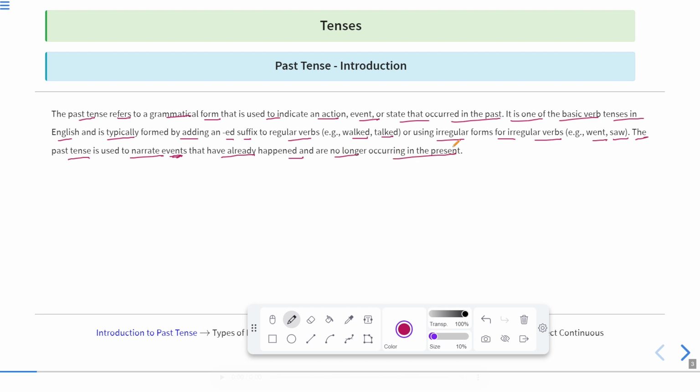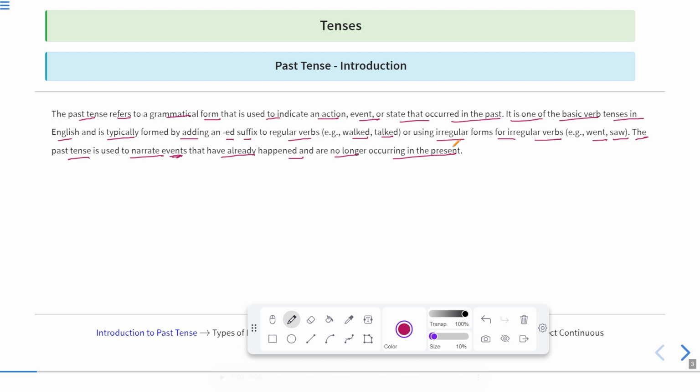The past tense shows the events or actions that took place in the past. But they have no effect in the present time. They have already happened. When actions or events have already taken place and now do not have any occurrence or effect in the present time, those types of actions or events are shown in the past tense.